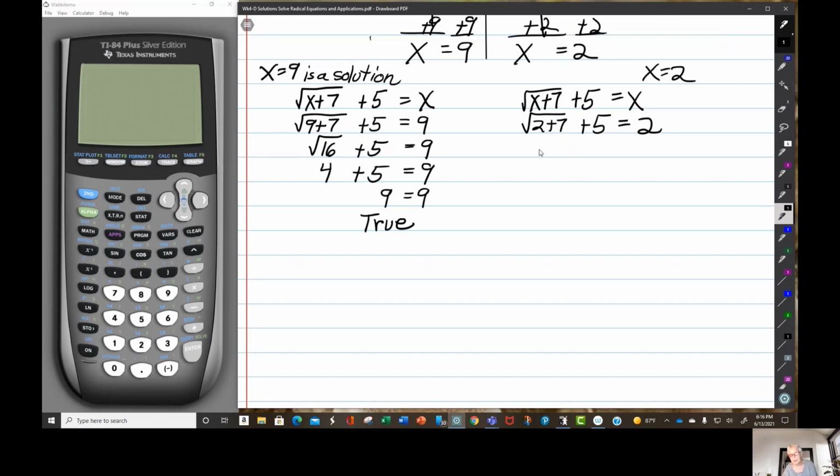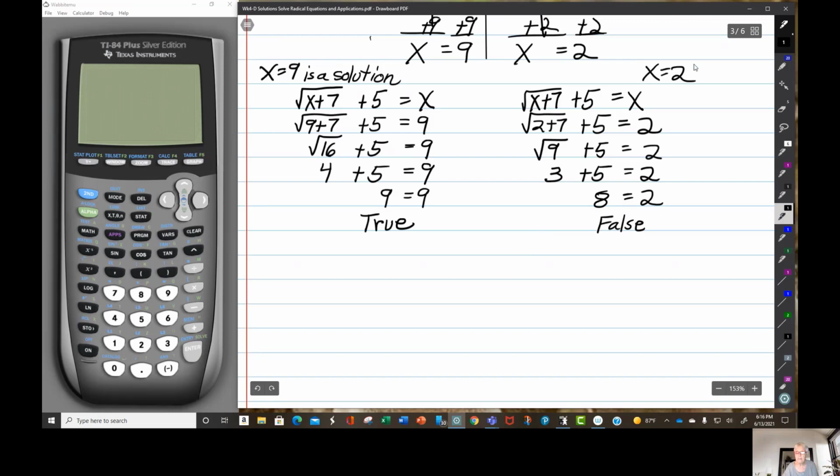Now let's come over here and try the 2. The square root of 9 plus 5 equals 2. The square root of 9 is 3. 3 plus 5 equals 2. 8 equals 2? No, it doesn't. That's false. And that means x equals 2 is extraneous.